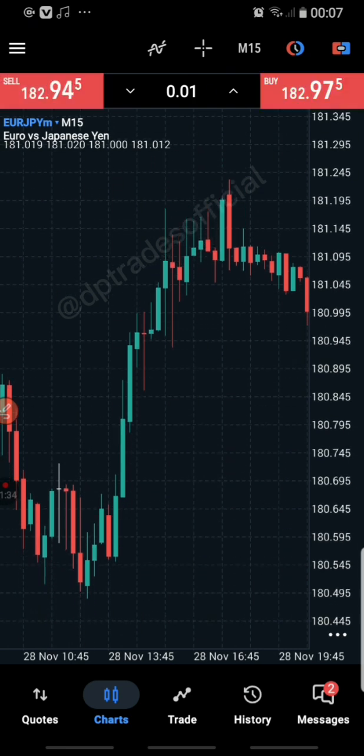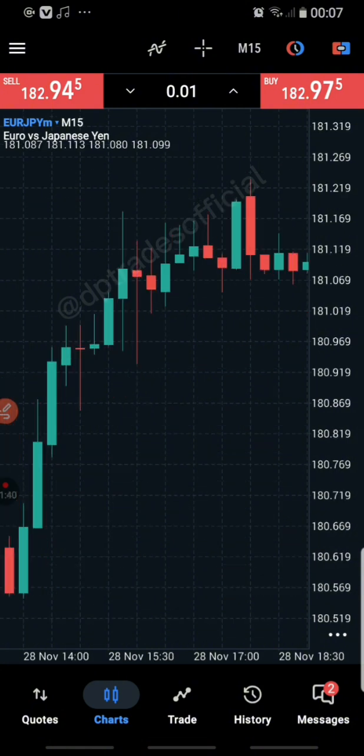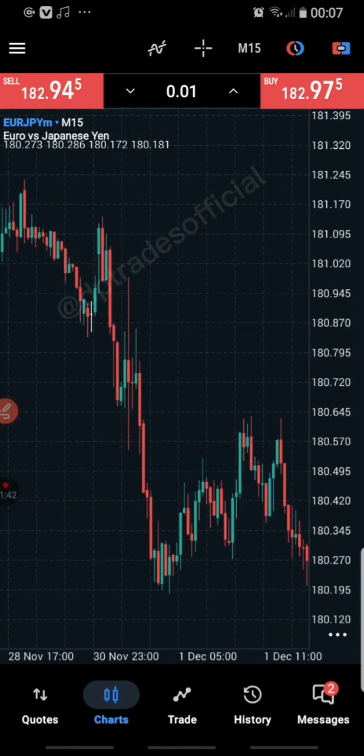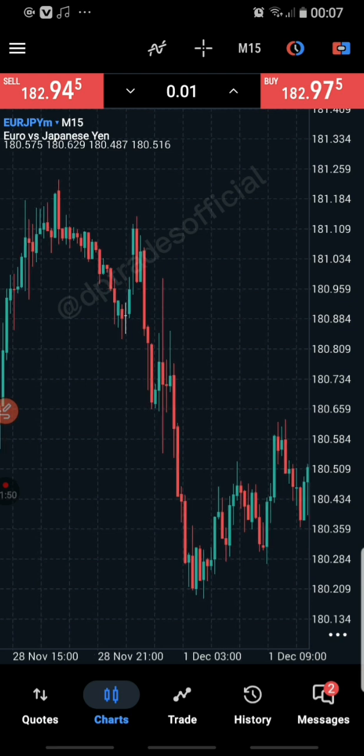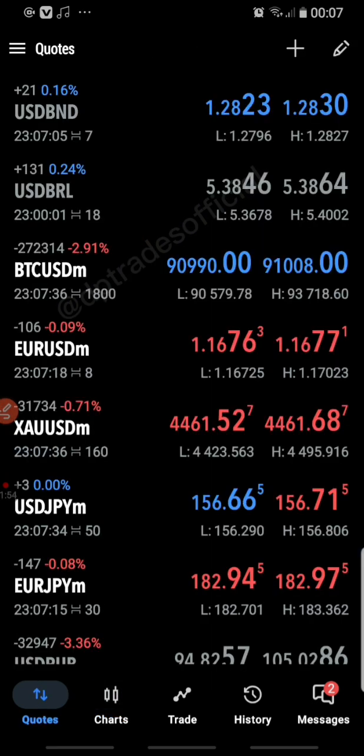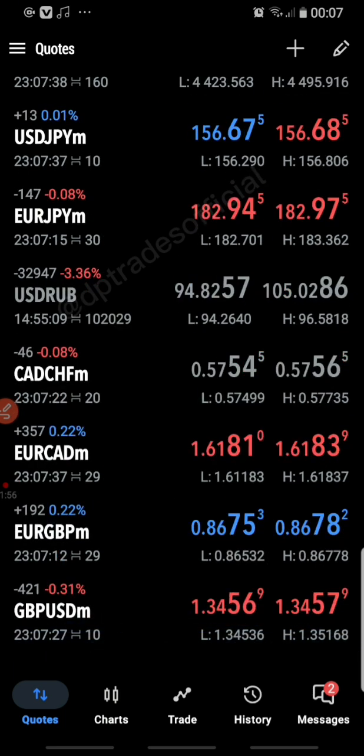Maybe I'll come and show you how you actually use it using a live example, like me trading using the method. So here, am I using the Euro USD? Is it Euro USD? Euro JPY. Let me switch. Let me go to Euro USD.